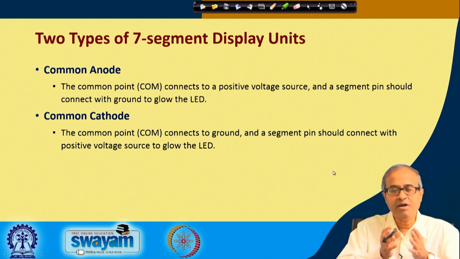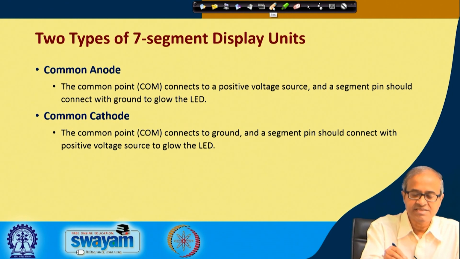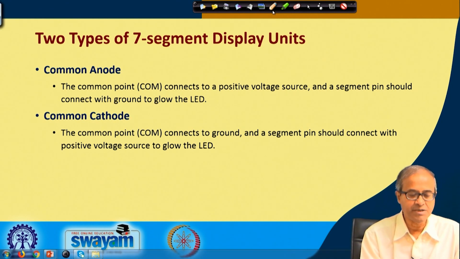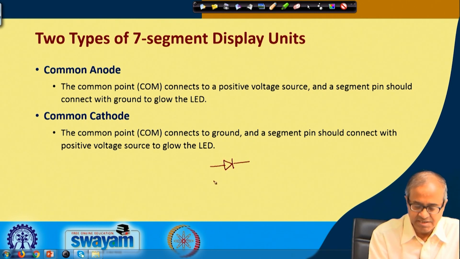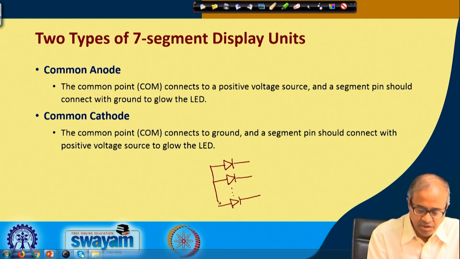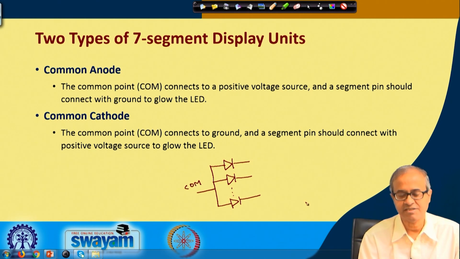Now, depending on how the light emitting diodes are connected inside, these 7 segment display units can be of two types, either common anode or common cathode. Common anode means, you see, inside there are so many LEDs. So, I am showing these LEDs like this. There are 8 LEDs in total. If the anode terminals are all connected together and this is your common point, then we say that this is a common anode kind of display.